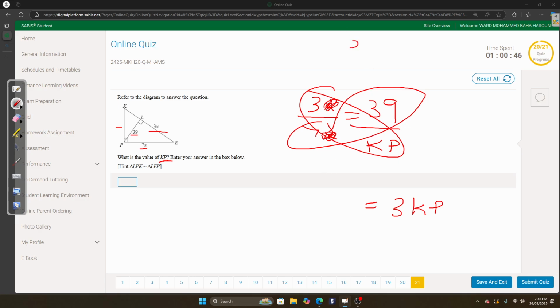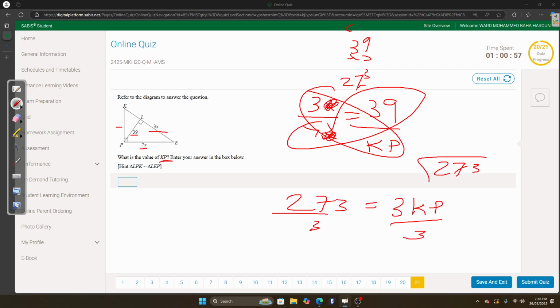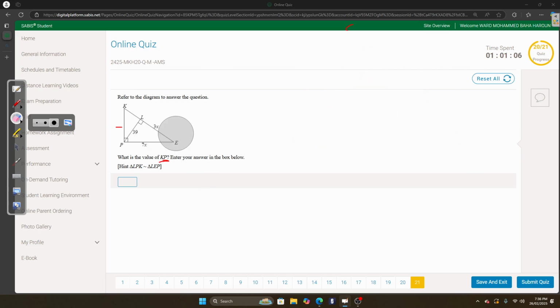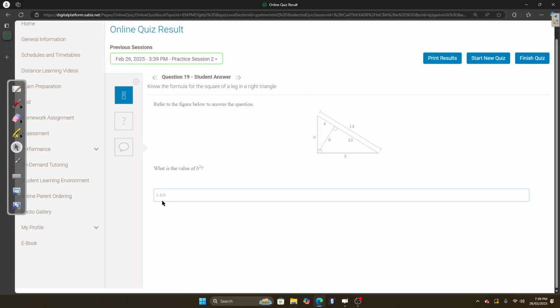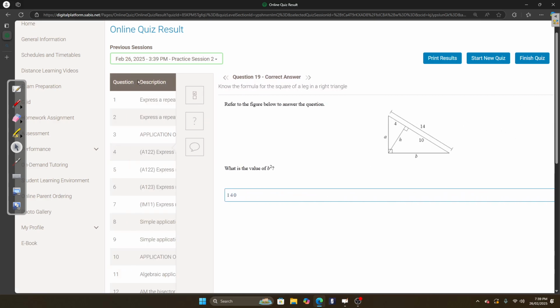Let's just calculate it. Yeah, 273. Now you can divide both sides. 3 times 9 is 27, 3, 1. Okay, the answer is 91 after dividing. So we found that KP is 91. I put 140 and it showed me it is wrong. So I put 140 again and it showed me it was right.